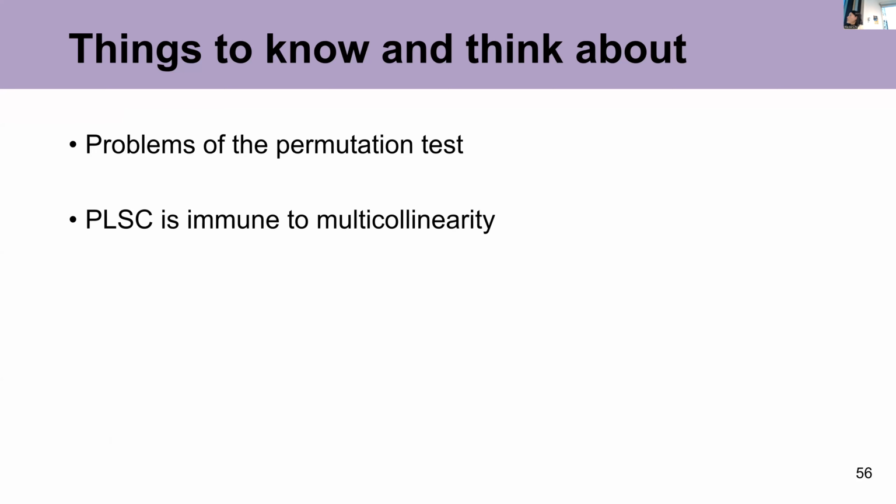The other thing is PLSC is immune to multicollinearity. So it's different from linear regression. If they're highly correlated variables, it's fine. Just like when you put all of that into PCA, it's okay. It's not going to affect the results. As opposed to another similar method called canonical correlation analysis, or CCA. You might have heard of it. It will be affected by multicollinearity.